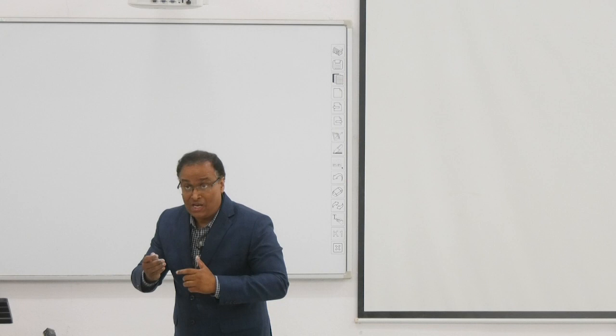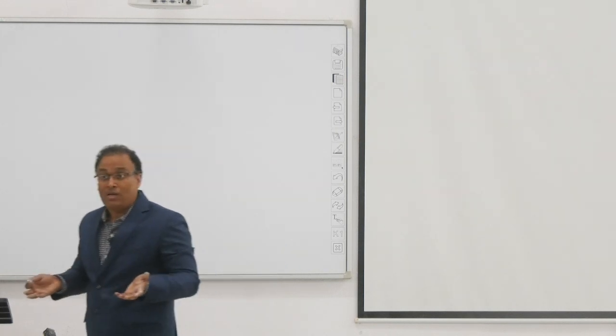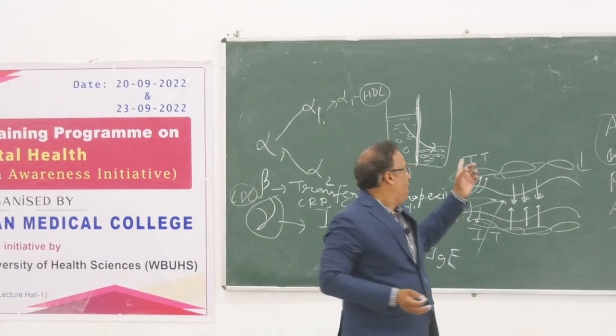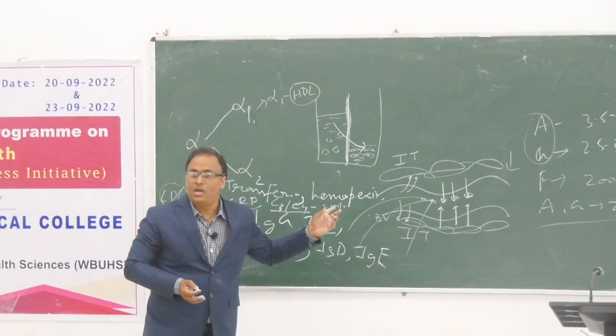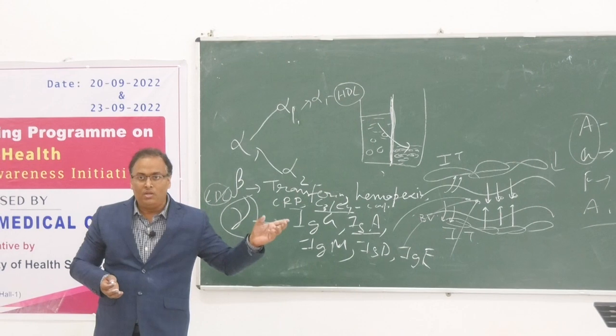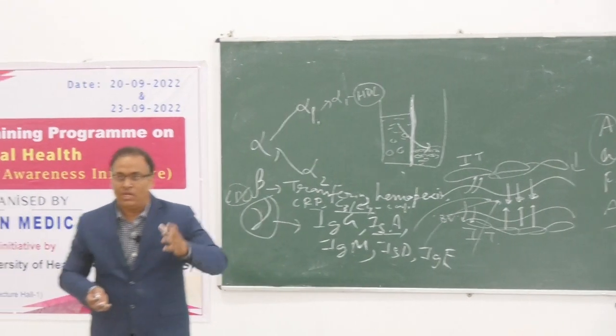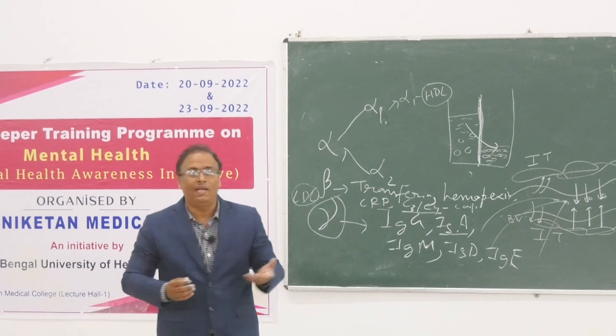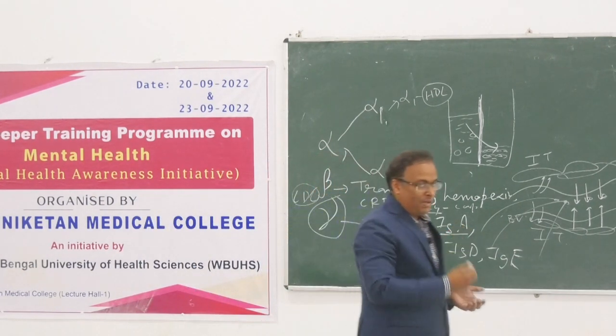To some extent lipids are not soluble, they are insoluble in water. To make them soluble, globulin holds them. The lipoprotein globulin holds HDL and LDL, and only then do they move around in the blood. That is why we are getting the HDL and LDL level in the blood.